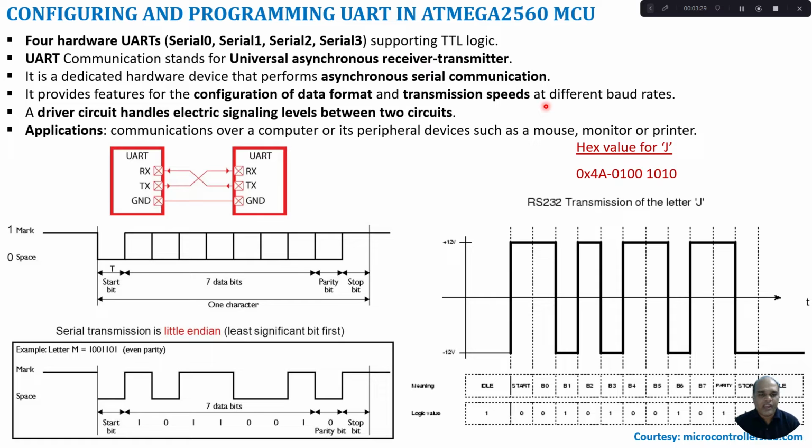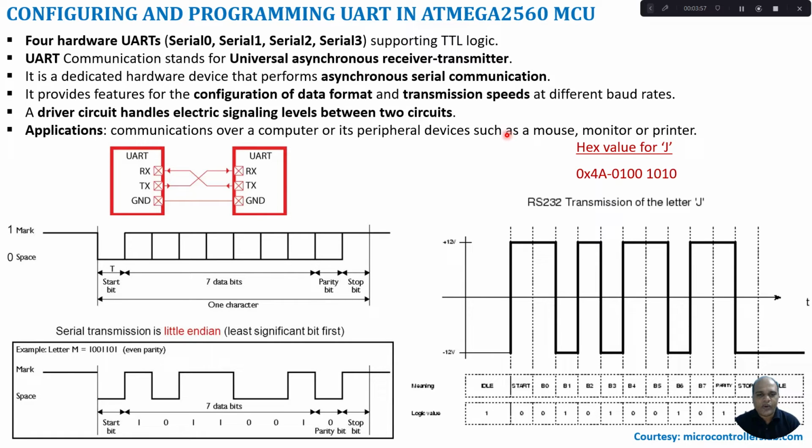Thereby we need a driver circuit which handles this signal conversion process. I will be discussing this driver circuit, which is the MAX 232 IC, which we will be using for the electrical signal conversion process. The main application of this UART is to communicate with a computer or any peripheral devices such as mouse, monitor, printer, etc.